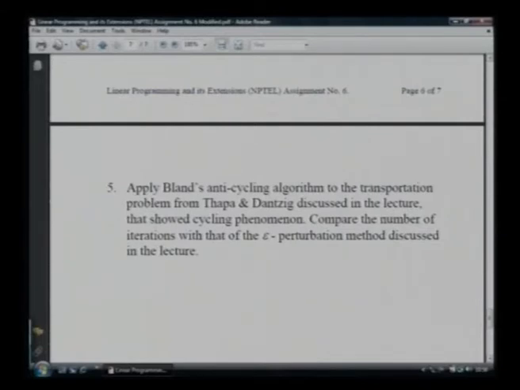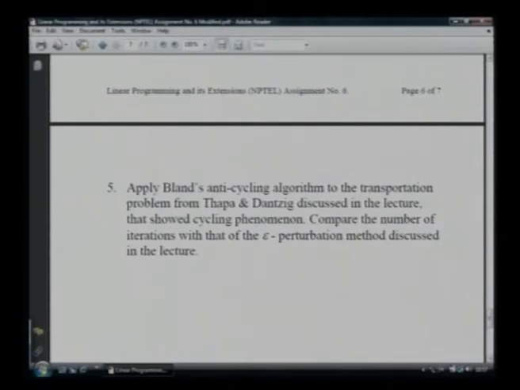Then I gave you an epsilon perturbation method also, which I feel, and of course many other practitioners feel, is a faster one, faster than Bland's. So, now here I want you to apply Bland's anti-cycling rules to the transportation problem given in Thapa and Dantzig, and count the number of iterations and compare, because I have solved the problem with the epsilon perturbation. So, you should be able to compare.